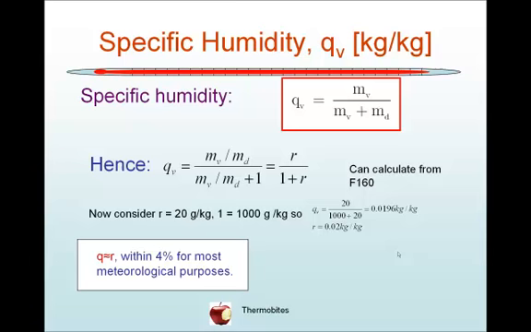And so we can see that the specific humidity Q is approximately equal to R, the mixing ratio, within about 4% for most meteorological purposes. So you could measure the specific humidity very easily off a SQT log P aerological diagram by simply measuring the mixing ratio.